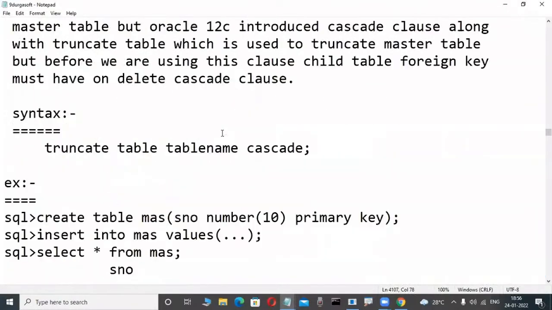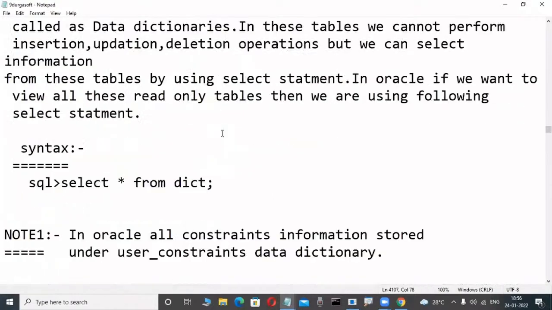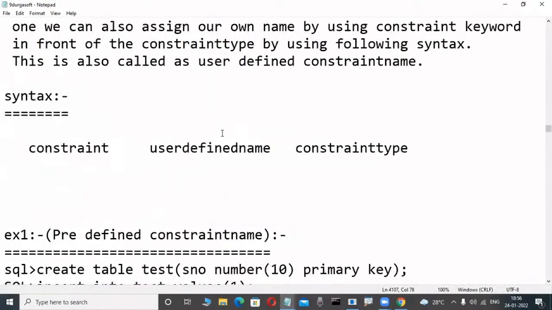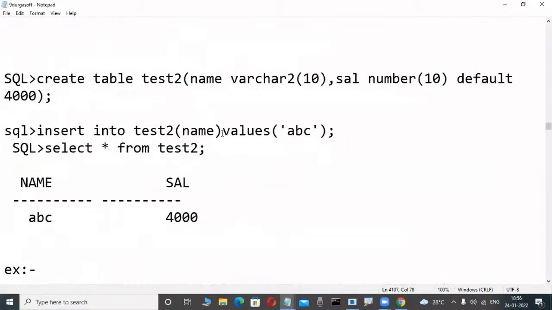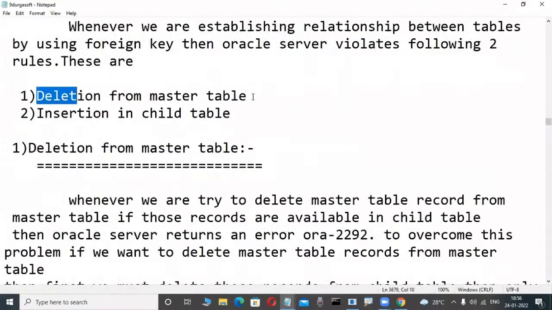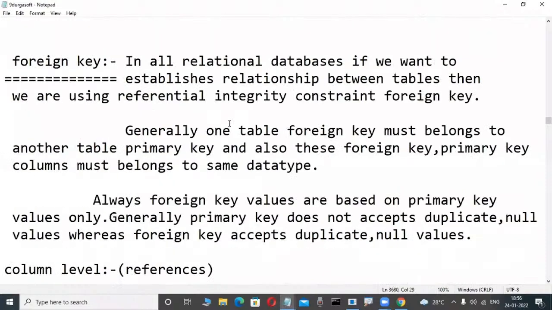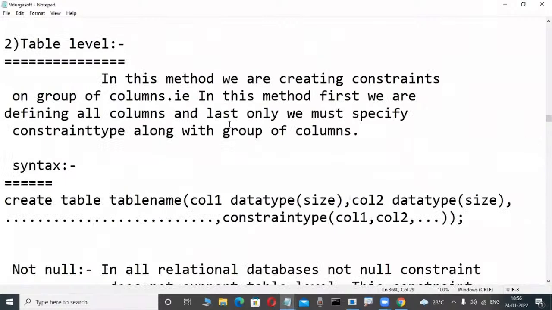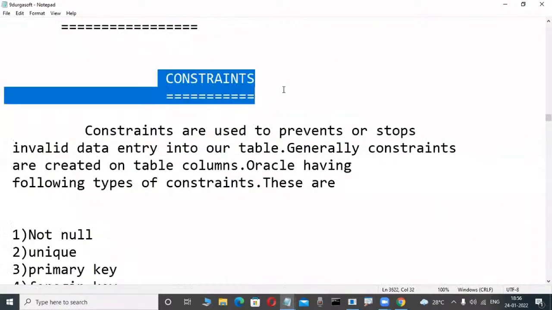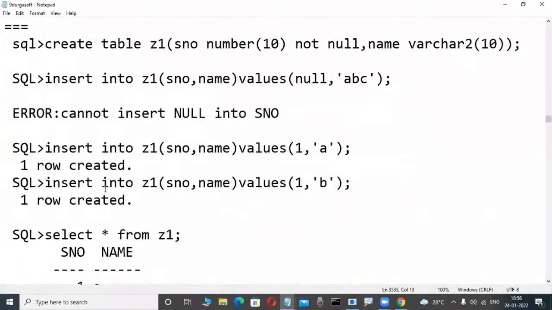Now observe here. Whenever master and child tables are available, some rules apply automatically. Deletion from master table, insertion in child table. These are all big, big chapters. Don't worry, it's in every database, not only one. Observe here: what is primary key, what is foreign key, what is check, what is unique, these types of things, constraints is a chapter. We learn that in our course. So don't worry, one by one.